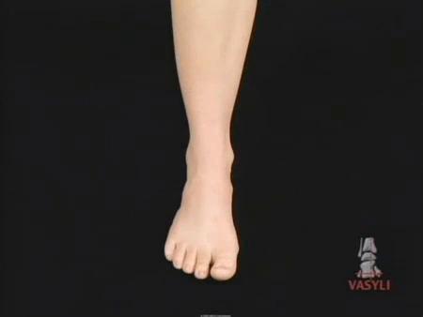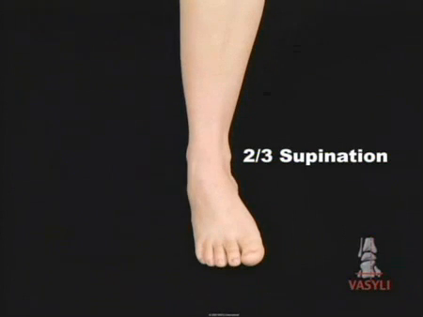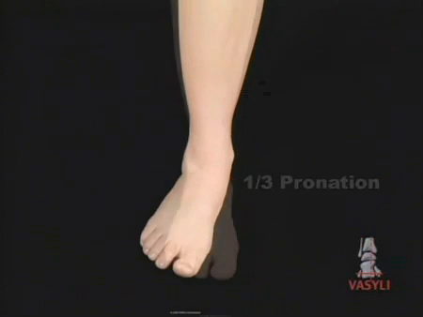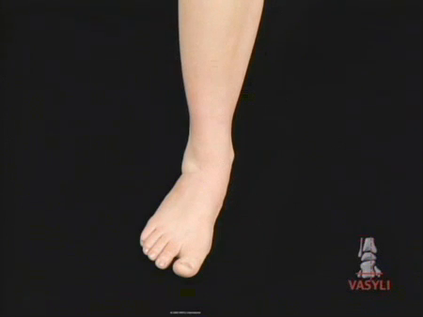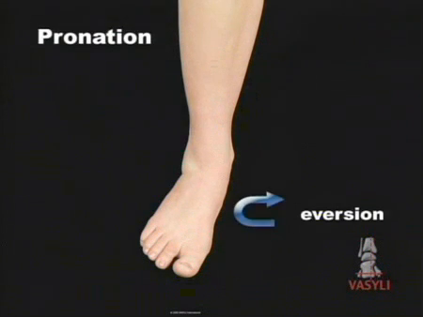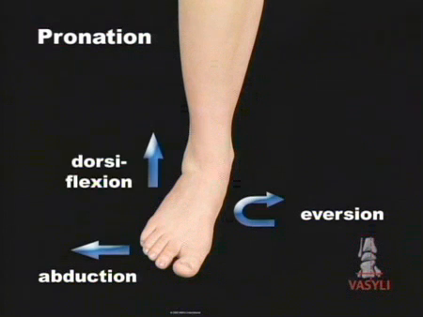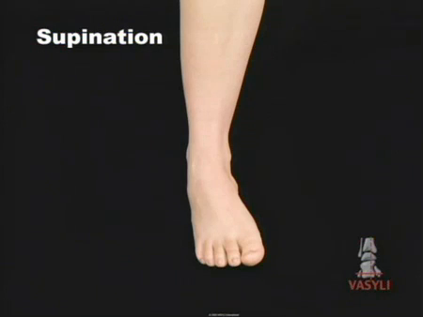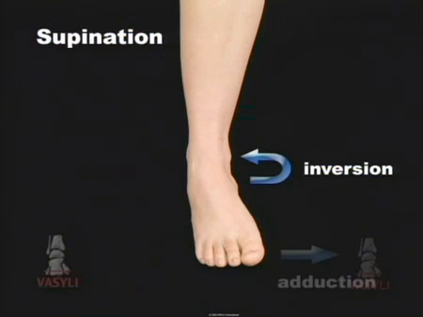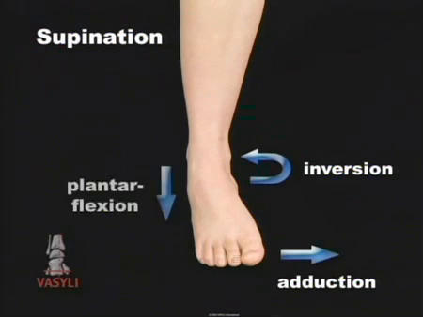Range of motion. Motion at the subtalar joint is normally 2/3 supination and 1/3 pronation. Both pronation and supination are triplanar motions comprised of the following elements: pronation, eversion, abduction and dorsiflexion; supination, inversion, adduction and plantarflexion.